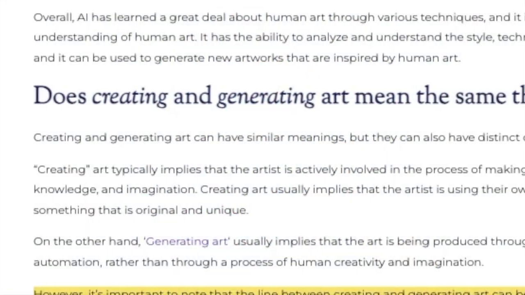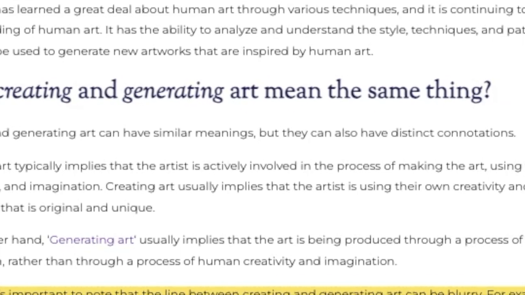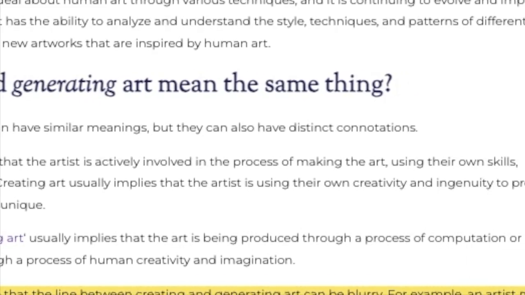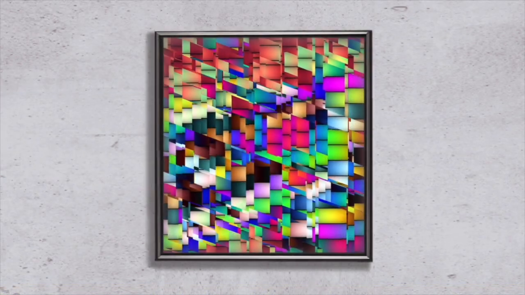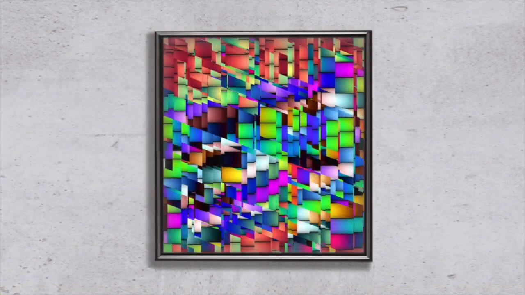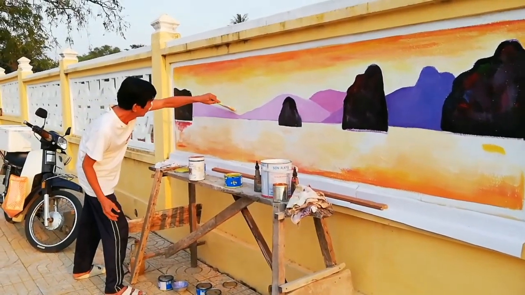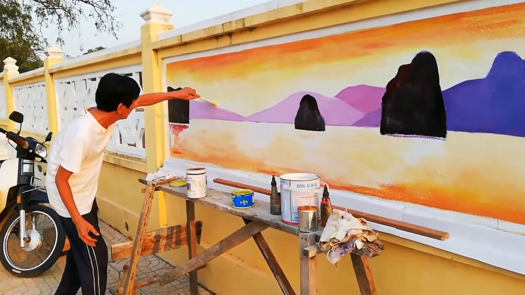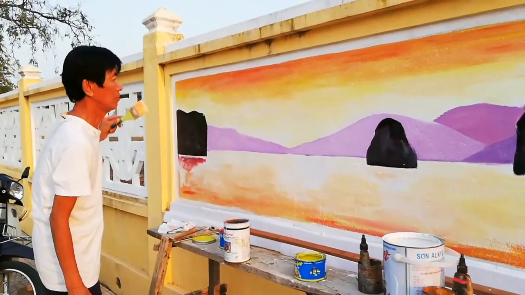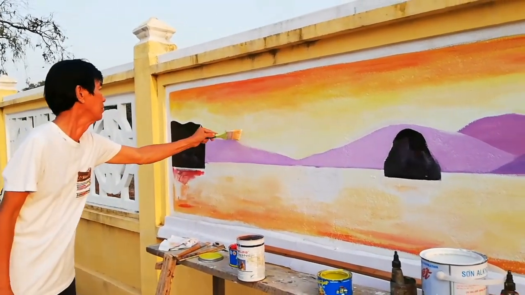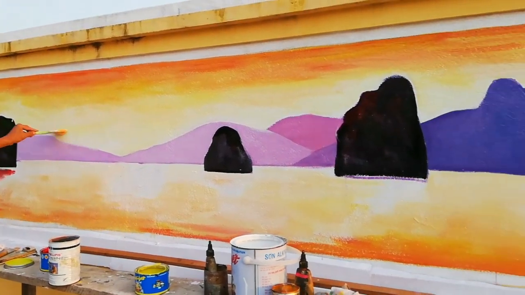Does creating and generating art mean the same thing? Creating and generating art can have similar meanings, but they can also have distinct connotations. Creating art typically implies that the artist is actively involved in the process of making the art, using their own skills, knowledge, and imagination. On the other hand, generating art usually implies that the art is being produced through a process of computation or automation, rather than through a process of human creativity and imagination.